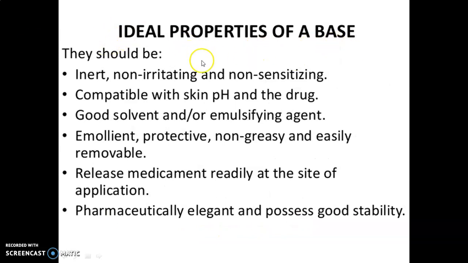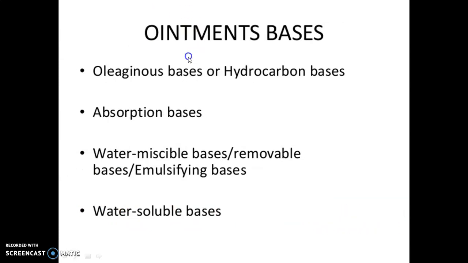Ideal properties of a base. They should be inert, non-irritating, and non-sensitizing. They are compatible with the skin pH and the drug. They are a good solvent and/or emulsifying agent. They are emollient, protective, non-greasy, and easily removable. They release medicament readily at the site of application. They are pharmaceutically elegant and possess good stability.